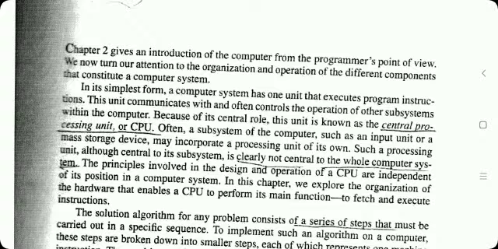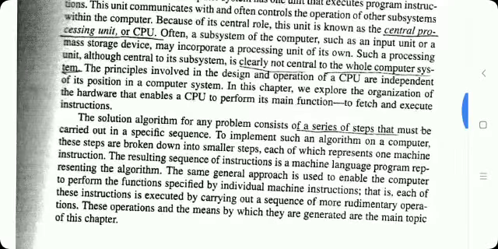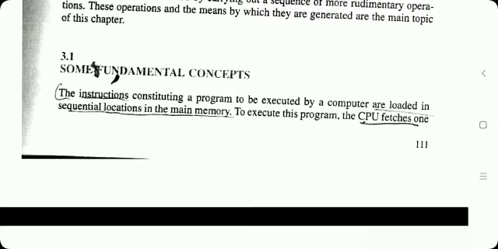As we know, a program is a sequence of instructions, and those instructions should be executed in a proper sequence. If the instructions are executed in proper sequence, then only is it possible to get the correct output. So the basic concept is that the instructions consisting of a program to be executed are loaded into sequential memory locations, so that they can execute in sequence.